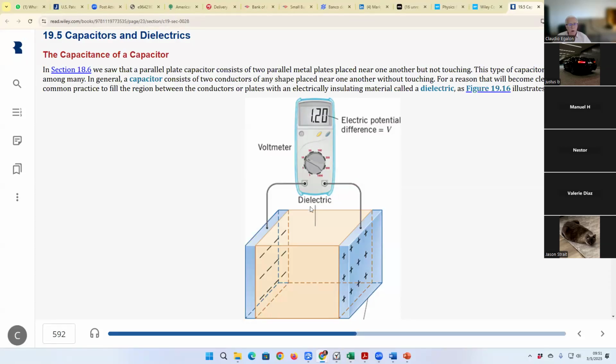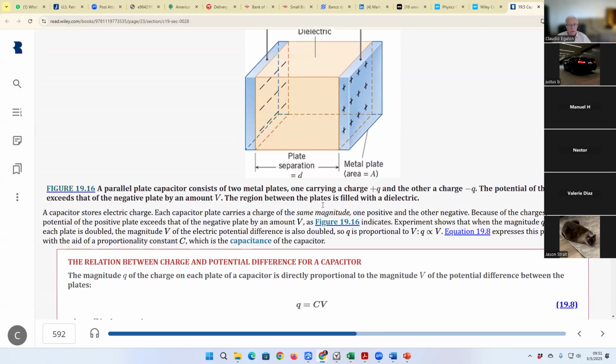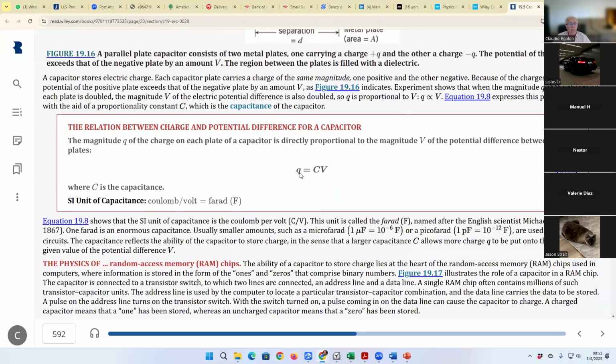Here's a drawing of a multimeter, something that I have already told you, right? The multimeter is measuring the electric potential difference between those two plates. It's getting like 1.2 volts. That's what we are doing here. And here's the relation between capacitance, electric charge, and voltage. The unit of capacitance is the farad.